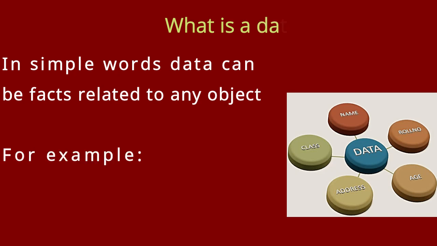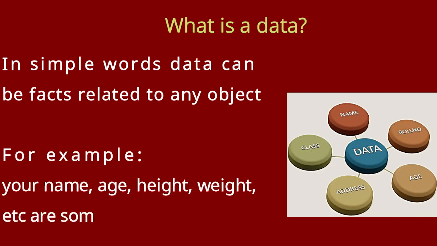Okay, what is data? In simple words, we can say that data are facts that are related to a particular object. For example, let us consider your name, your age, your height, etc. All these things are related to you, so they are considered to be data about you.